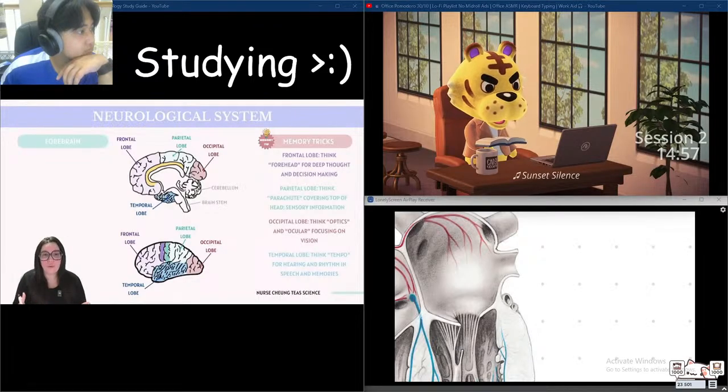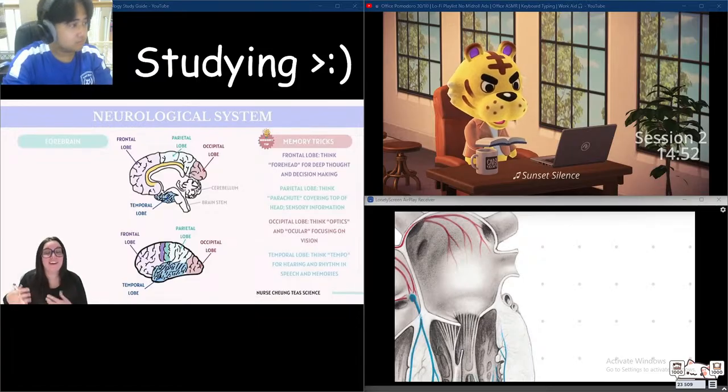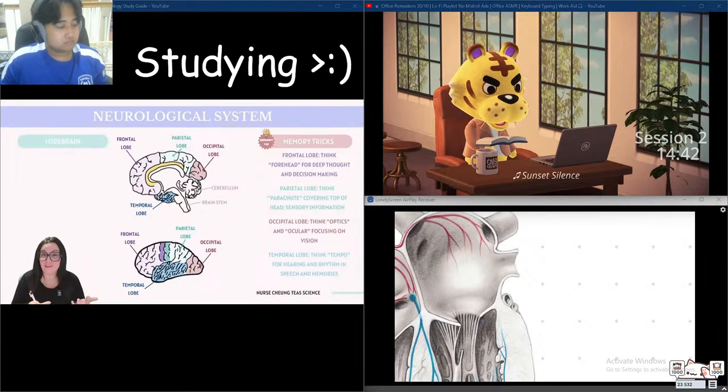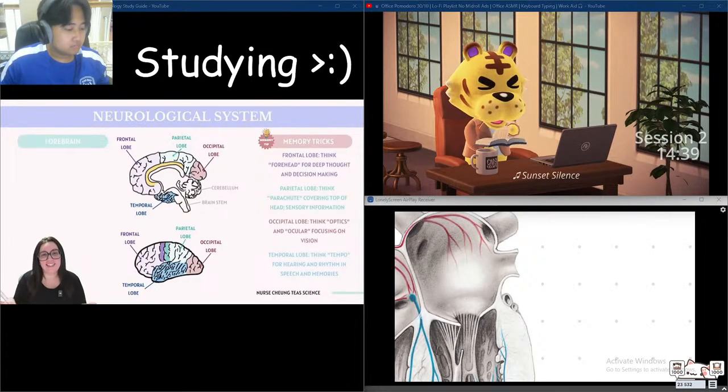And our temporal lobe is important for processing auditory information, and it's home to our primary auditory cortex. It plays a key role in the formation of our long-term memory. It's also involved in speech comprehension through our Wernicke's area, which is on the left temporal lobe, and it also assists in recognizing and processing emotion and language.